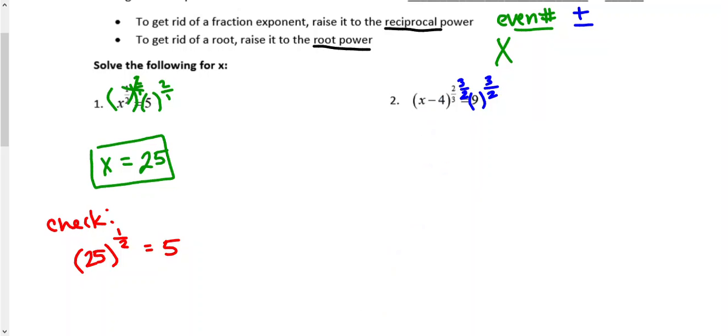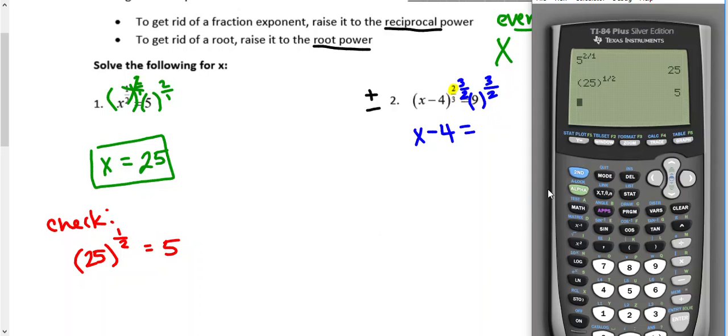Now remember, we started this, x was raised to an even number, so 2/3. That top number was even. So that means my final answer should have a plus or minus sign in it. All right, so backing up, x minus 4 to the 2/3. I raised that to the reciprocal, 3/2, which meant I raised 9 to the 3/2. So this left me with x minus 4 equals, what is 9 to the 3/2?